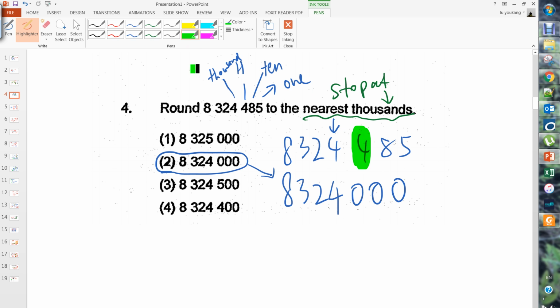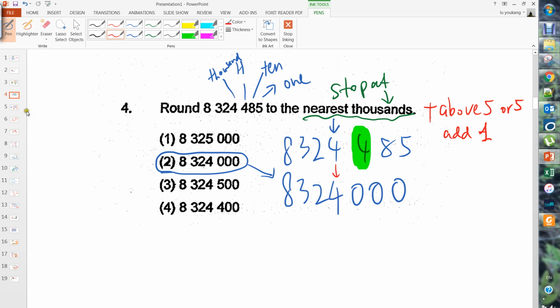And do you need to add or you don't need to add? That's the question you ask yourself. So, if it is 5 or above 5, you add 1. Right? So, the rest is 0. So, in this case, do you add or you don't add? No add. So it's still 4. Then, the rest behind you, 0.